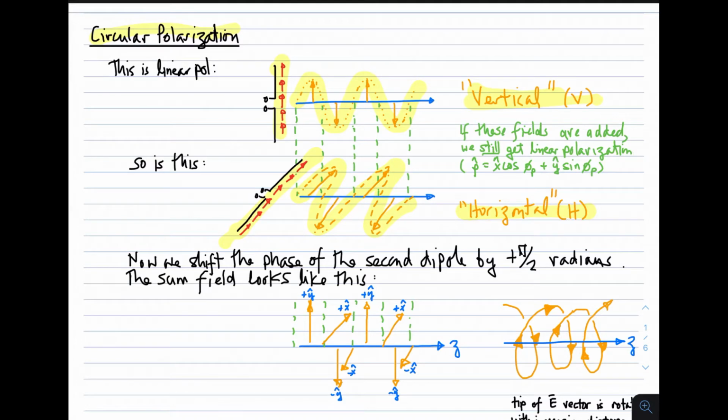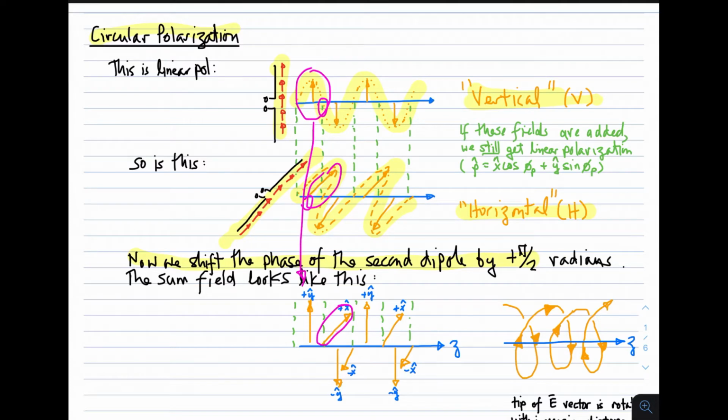Now, if these fields are added in any particular way, we still get linear polarization because the electric field remains in a plane. If we shift the phase of the second dipole by 90 degrees, that's pi over 2 radians, we get a different result. What happens is if we shift by 90 degrees, the first dipole will completely account for the field at this place along the path of propagation. And the reason is because we'll have a 0 here. The second dipole will account for the electric field in this position because the field from the first dipole will be 0 at that point.